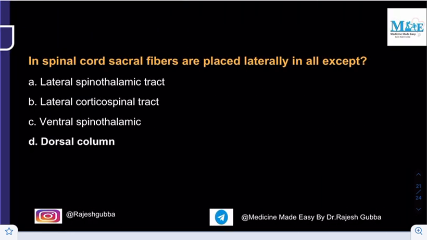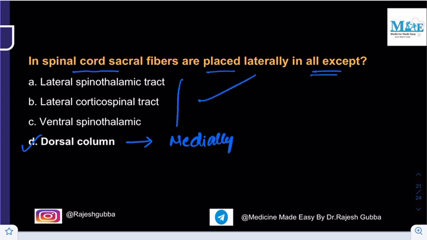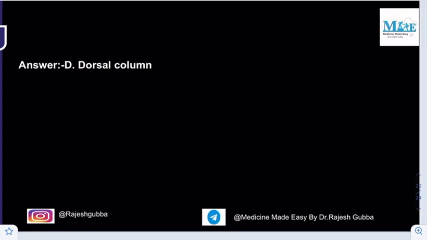Now, the next question: in the spinal cord, sacral fibers are placed laterally in all except which of the following: lateral spinothalamic tract, lateral corticospinal tract, ventral spinothalamic tract, dorsal columns. In the dorsal columns, the sacral fibers are located medially, whereas in all other tracts the sacral fibers are located laterally. Now, let me show you an image of this.